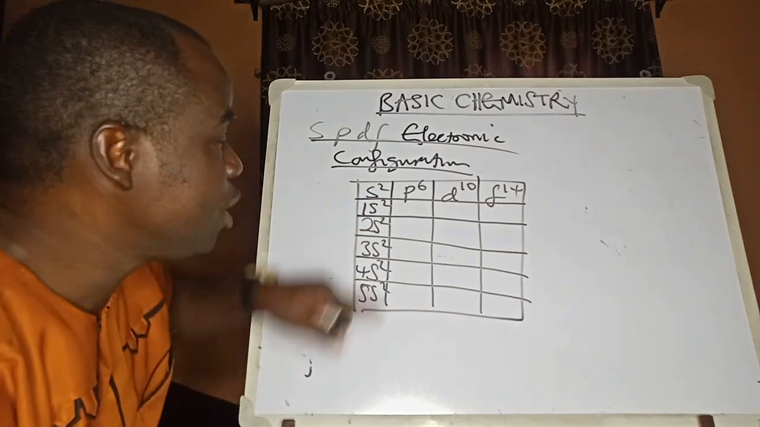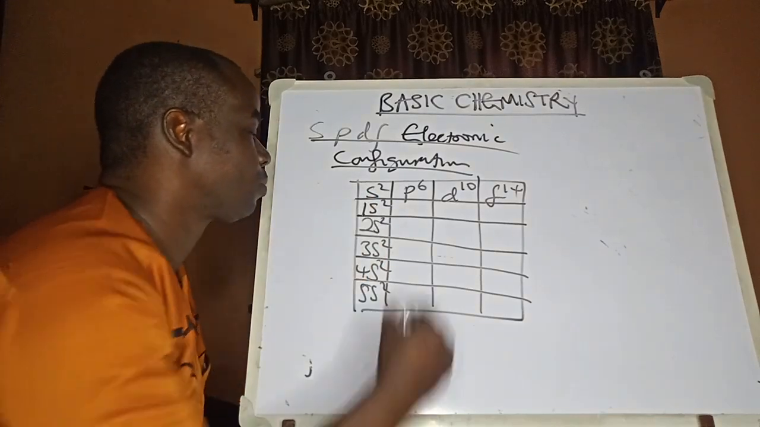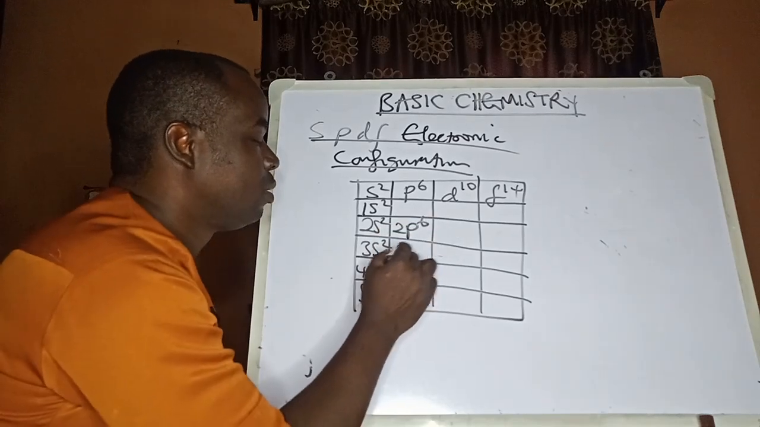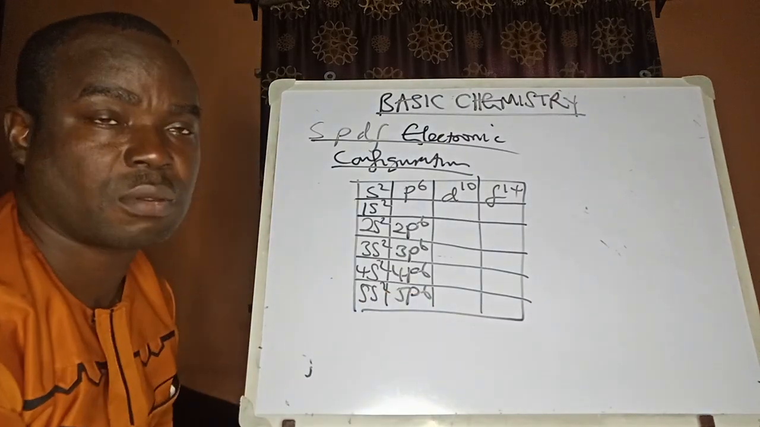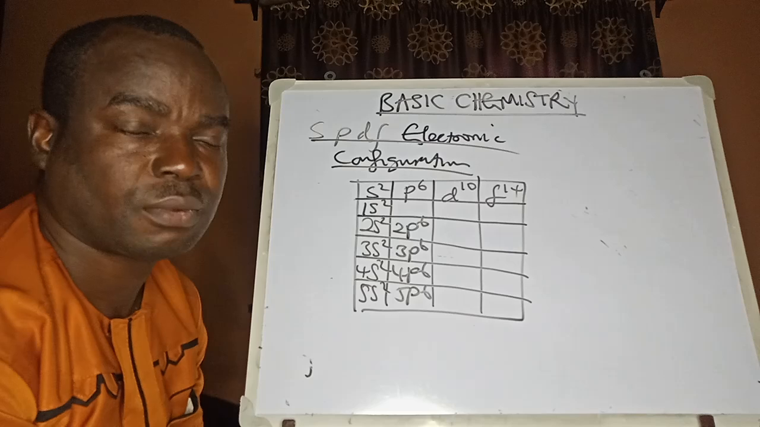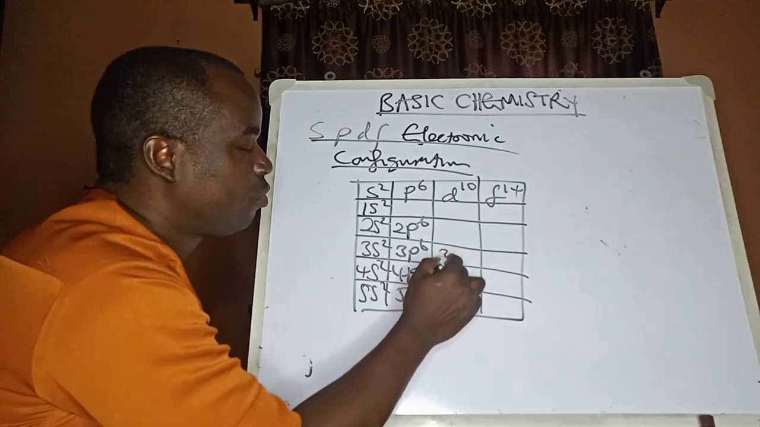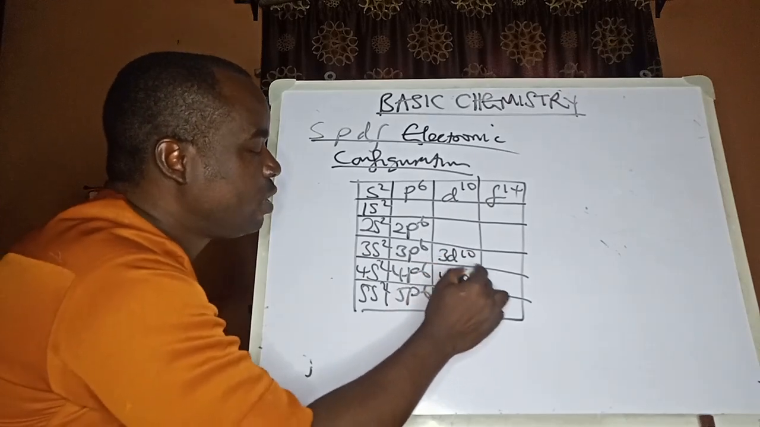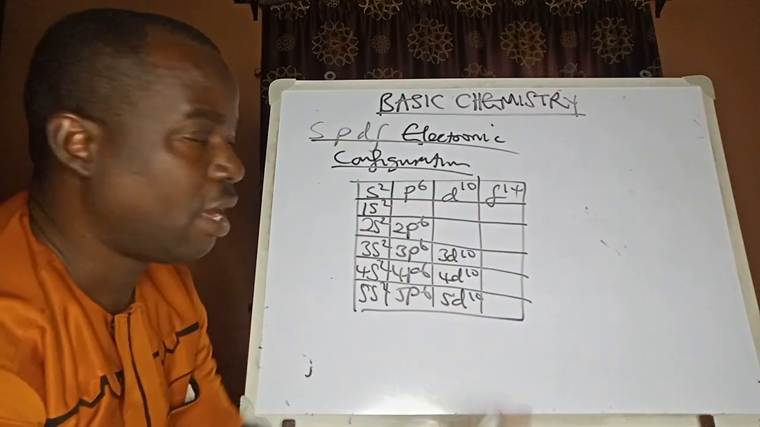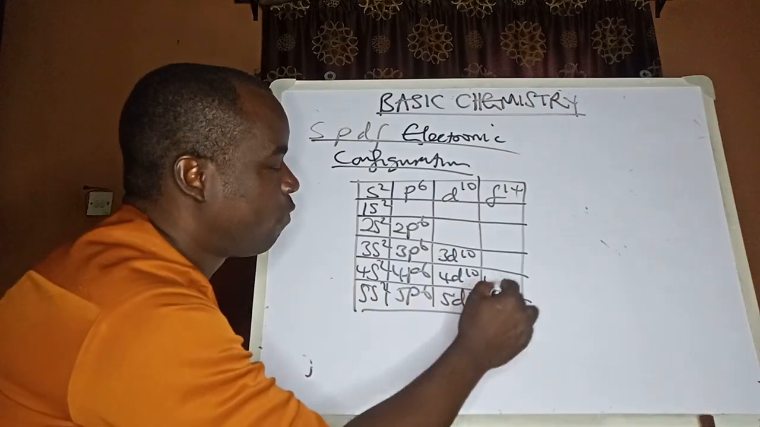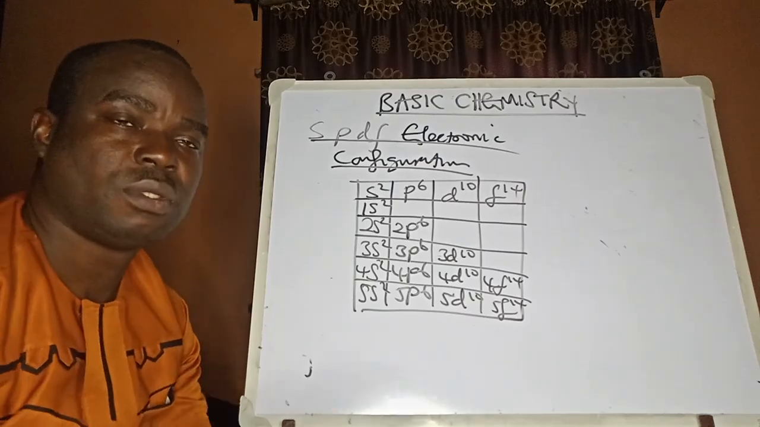Okay? Now P doesn't have 1. We start from 2. So we have 2p6, 3p6, 4p6, 5p6. Are you following me now? Then D doesn't have 1 and 2. We start from 3 here. 3d10, 4d10, 5d10. Okay? Now F doesn't have 1, 2, and 3. F starts from 4. 4f14, 5f14. This is the table.